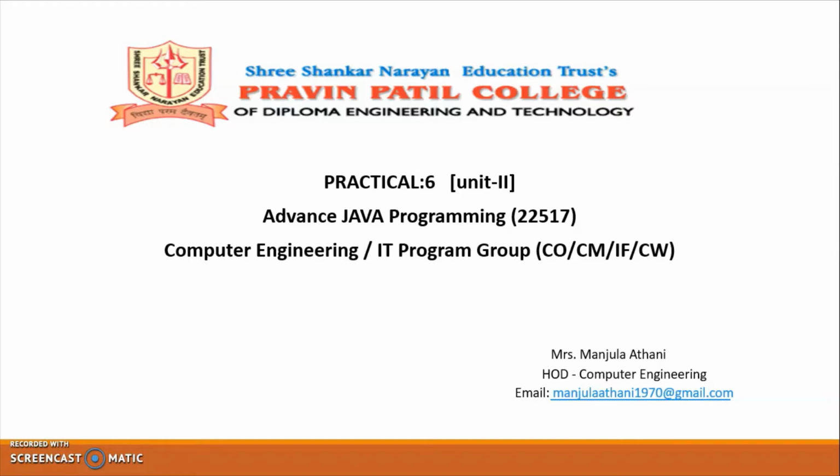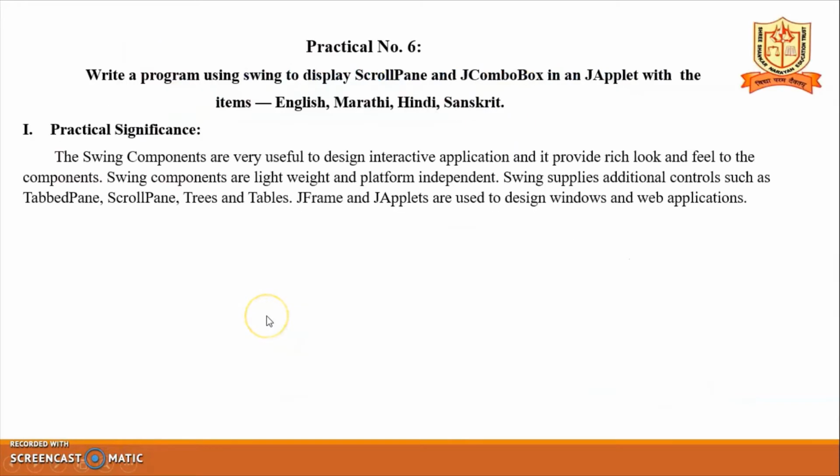Today I want to discuss practical number 6 of Advanced Java Programming. This practical comes under Unit 2, that is Swings. Practical 6: write a program using Swing to display a scroll pane and JComboBox in a JApplet with the items. What is the practical significance?